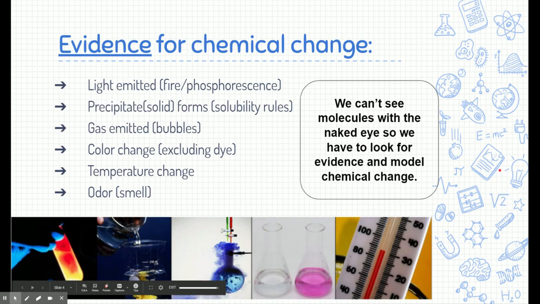The other evidences are whether a precipitate or a solid is forming, and typically we've used solubility rules in the past to figure that out. If gas or bubbles are being emitted, if there's a color change that doesn't happen because of a dye, then that is good evidence that chemical change is taking place. Same if it's getting hot or cold, or if there's an odor being emitted where there was no odor before.